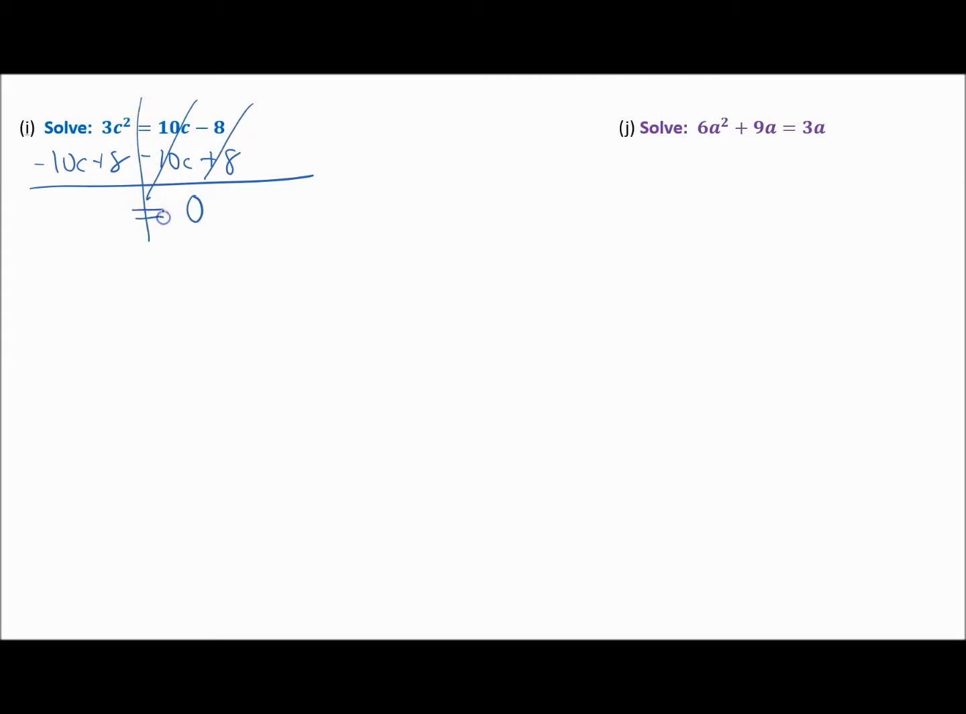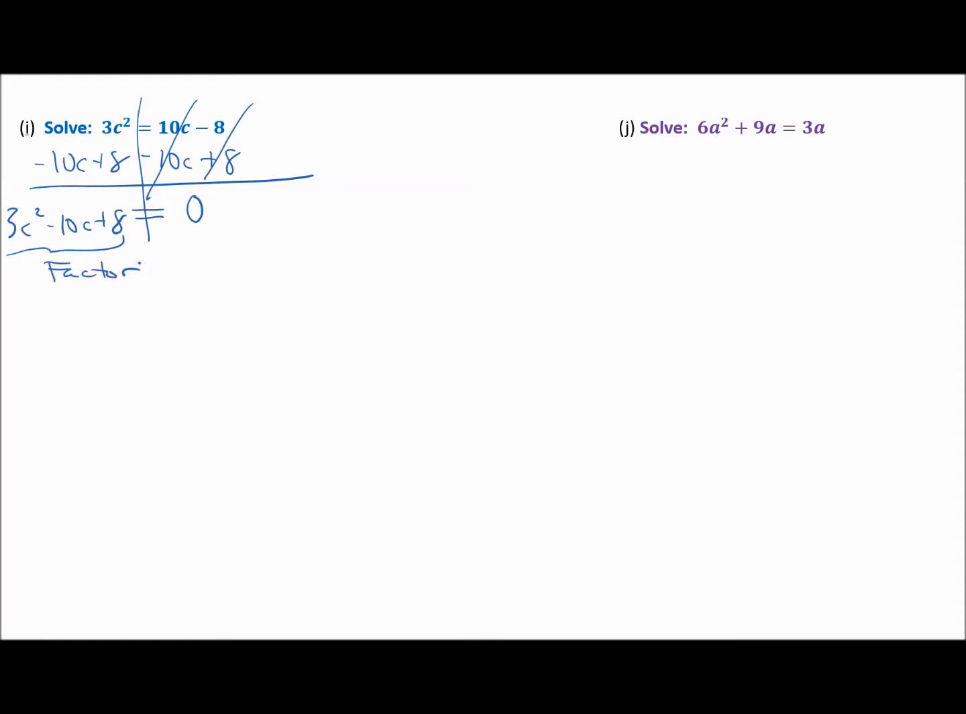Equals comes straight down where my vertical line is. And on the left, I'm going to write this in descending order. The 3c squared is still first. Minus 10c plus 8 equals 0. So now I'm at my factor stage. I must factor this polynomial.